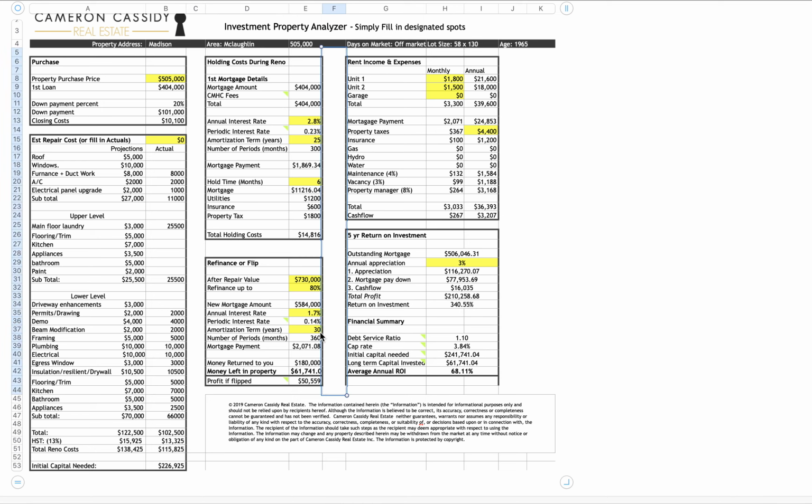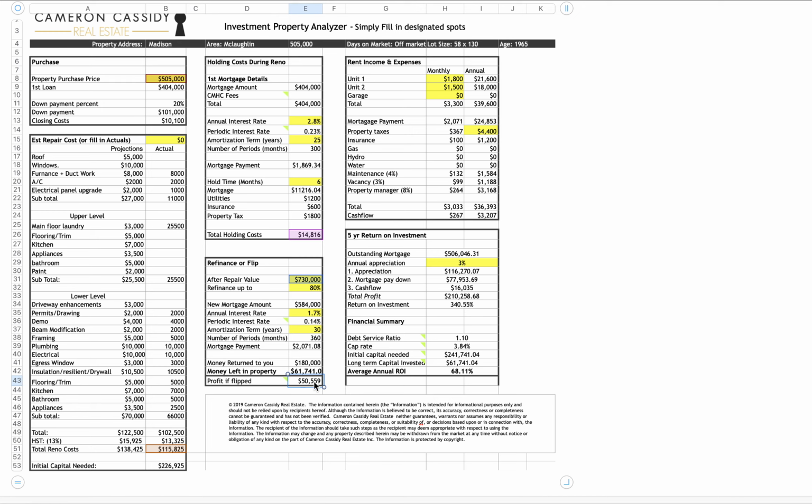And you can see that will adjust your mortgage payment, which then ripples into the rest of the spreadsheet there. Then you get your money returned to you. So that is simply the difference between the amount of your new mortgage and paying off that old mortgage amount. And remember, we've put in 226, right? So we have 226. We're going to get back 180. That will give us what we have left in the property, right? So in this case, we have $61,000 left in the property.